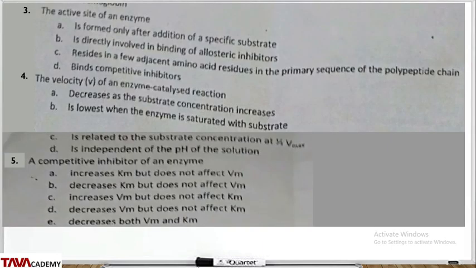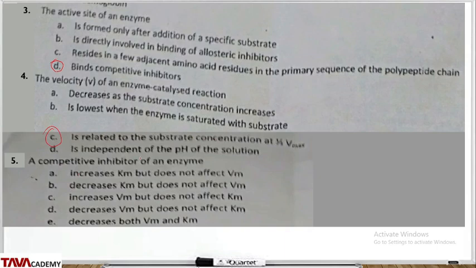Question 3. The active site of an enzyme is, the answer is it binds to competitive inhibitor. That is the most appropriate answer for this question. Question 4. The velocity V of an enzyme catalyzed reaction is what? Decreases as substrate concentration increases. That's not true. It's slowest when the enzyme is saturated with substrate. Is related to the substrate concentration at 1 over Vmax. Yes, and that point is called the Km.